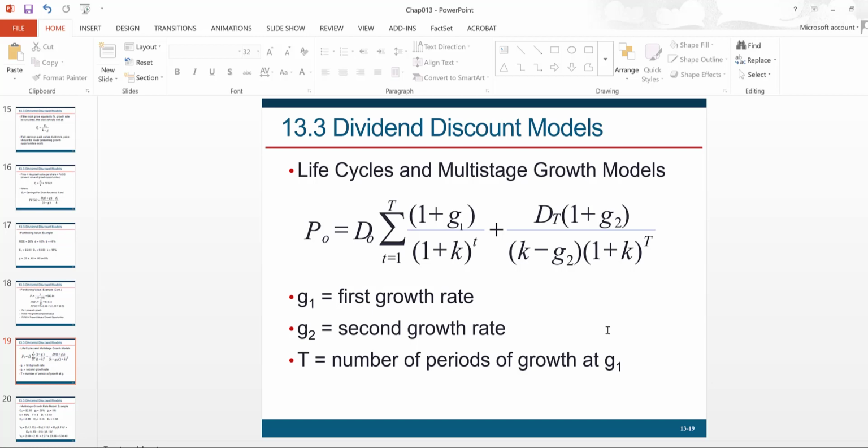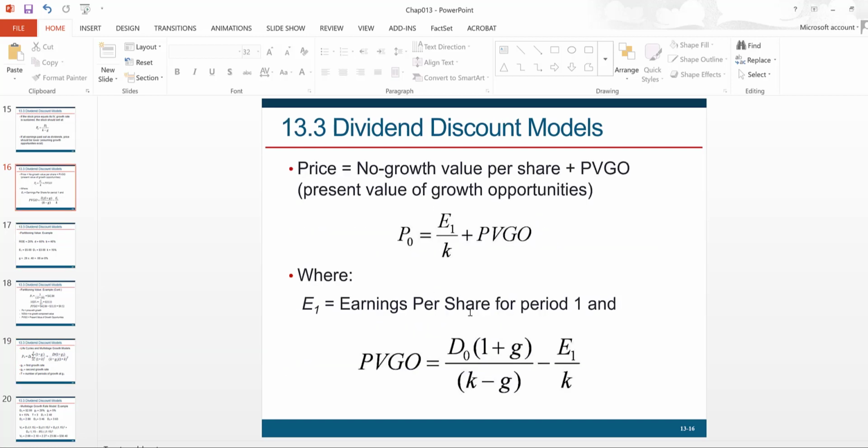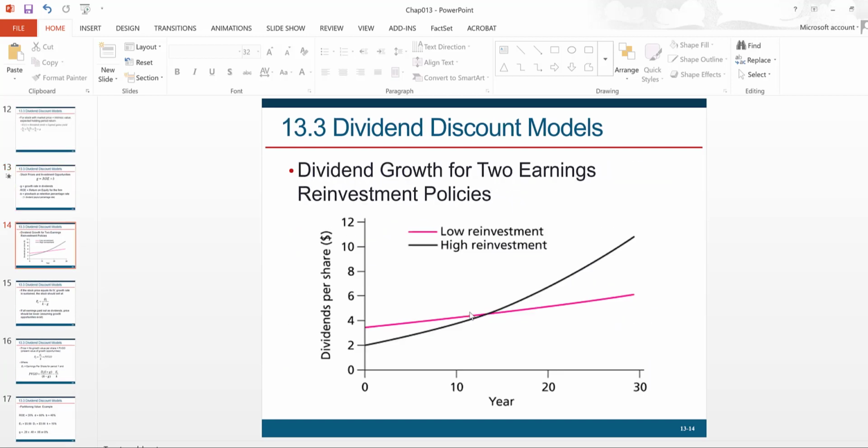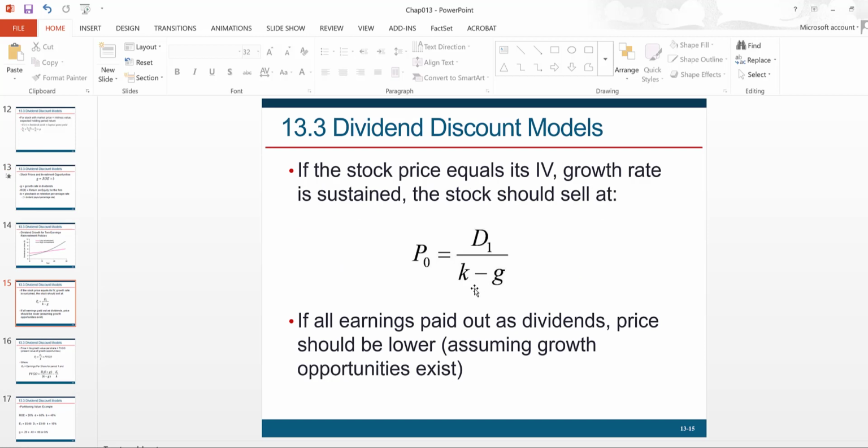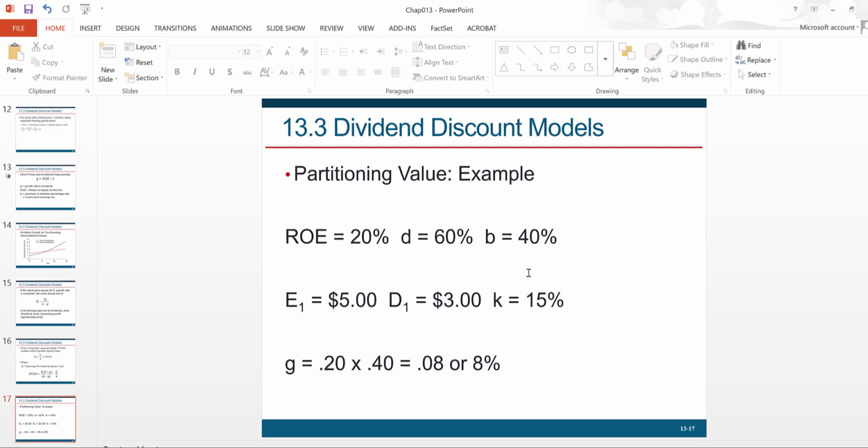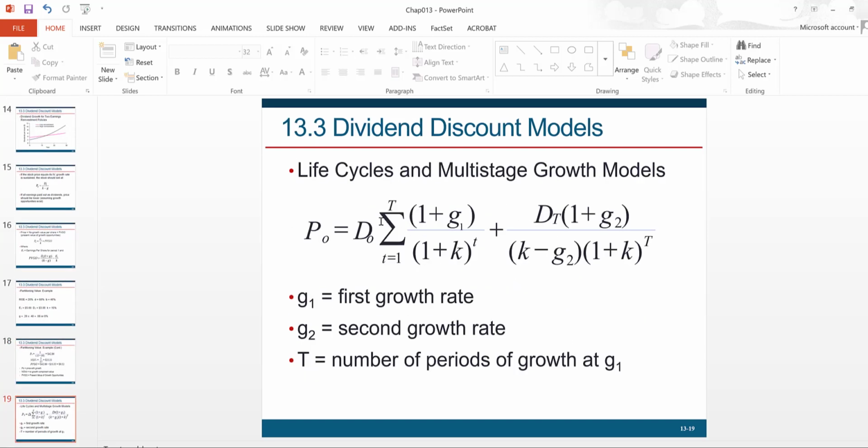So a more realistic model would actually incorporate multiple stages of growth. And that is essentially what this discussion is. Remember, the basic idea is still the same. We are taking the present value of future dividends. All right. If we assume constant growth, then the present value of future dividends is D1 over K minus G. But if we don't assume constant growth, if we have multiple stages of growth, things become a little bit more complicated.